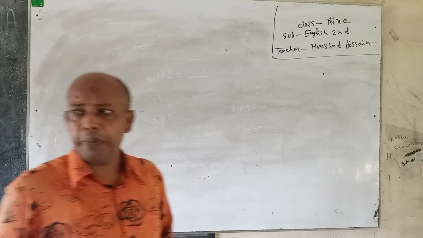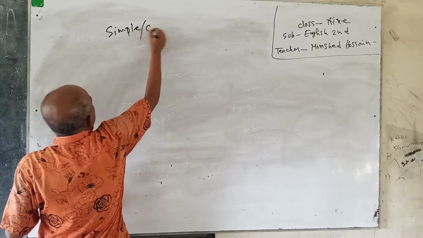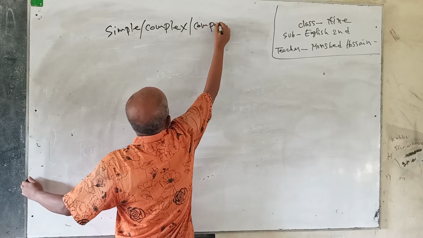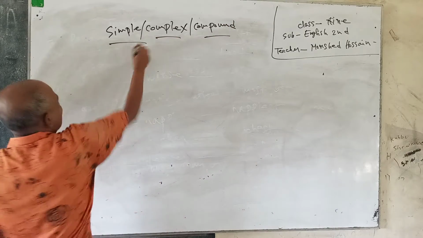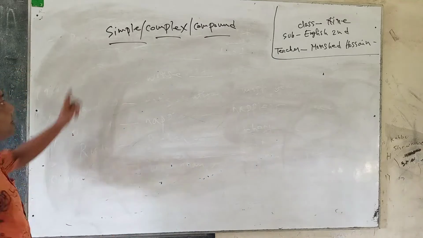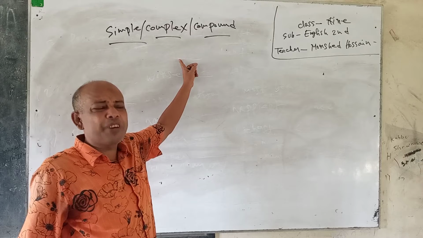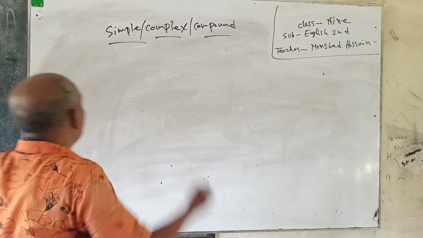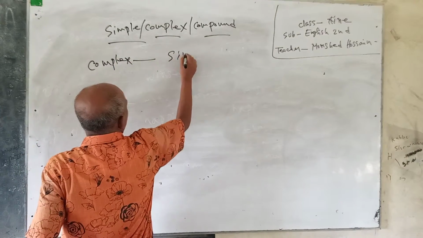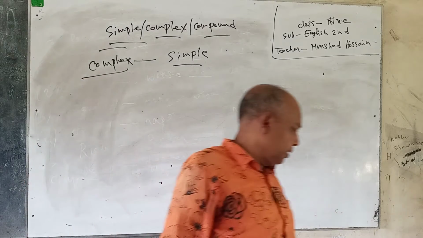in the transformation sentences. Simple, complex, compound. So learners, this is a little bit critical part of transformation sentence. So we are going to discuss complex to simple. Complex to simple we are going to discuss.